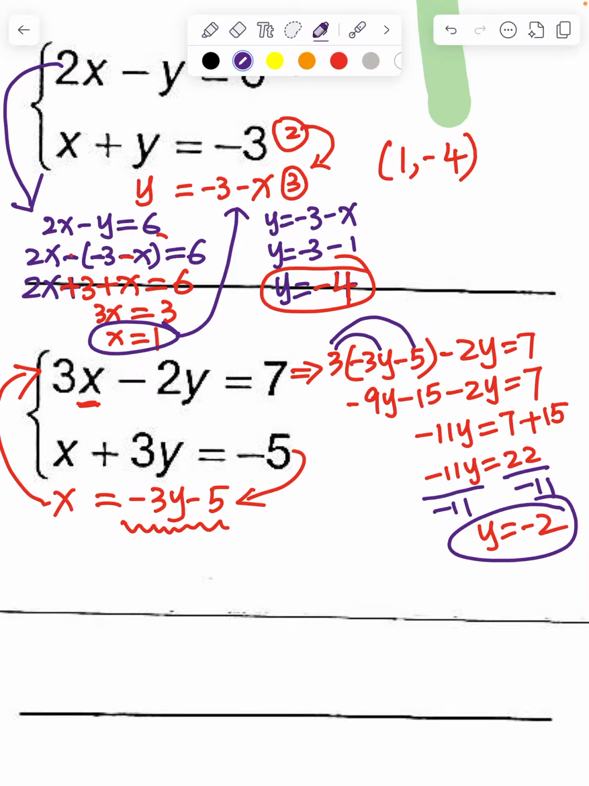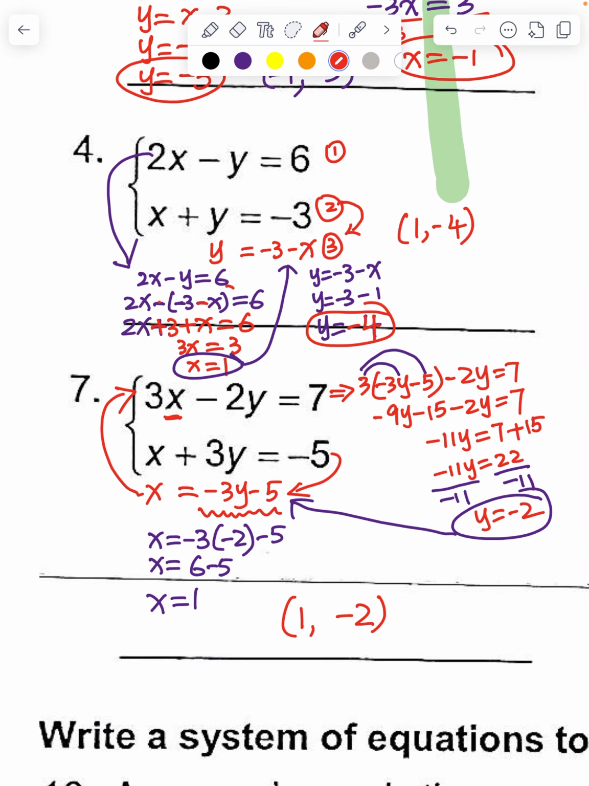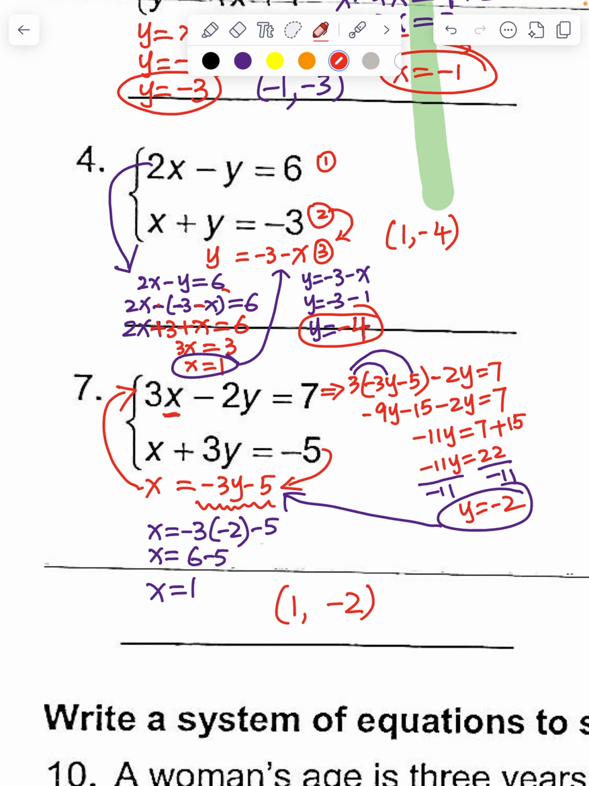And then go back here, solve for x. So x equal to negative 3 times y. y is negative 2, right? Then minus 5. Negative 3 times negative 2, that's positive 6. So positive 6 minus 5. So x equal to 1. So our final solution, x equal to 1, comma, y equal to negative 2. Put both in the parentheses. X value first. Yeah.